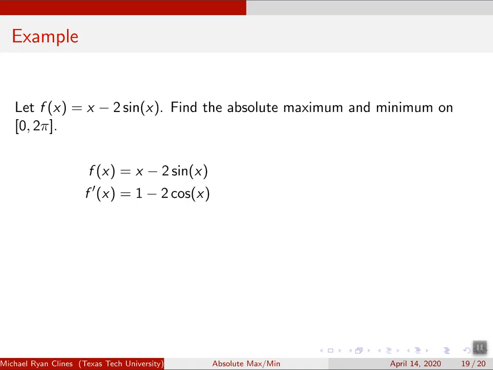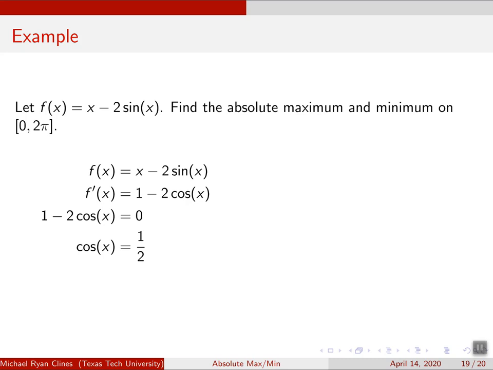How do we figure out where this derivative is equal to 0? Set it equal to 0. So we put 1 minus 2 cosine x equal to 0. And then we move the 2 cosine x over, divide both sides by 2. And so we get cosine of x is equal to 1/2. So the critical points occur at the points on this interval that make cosine of x equal to 1/2.